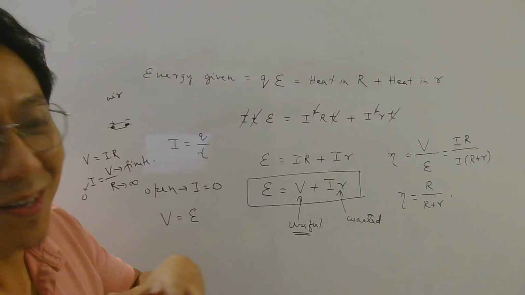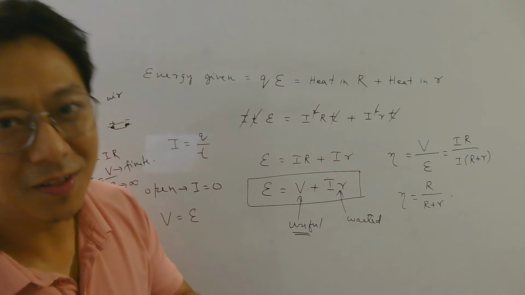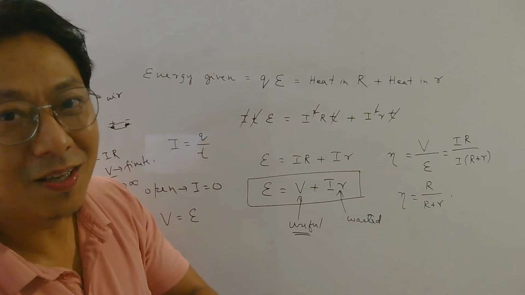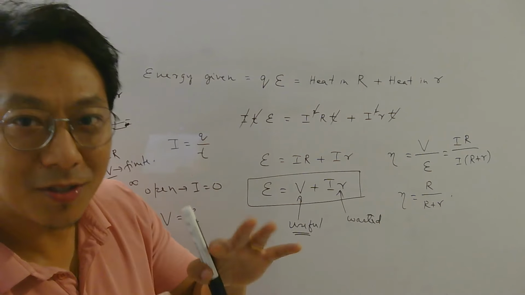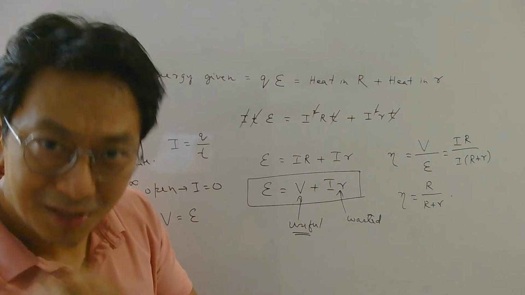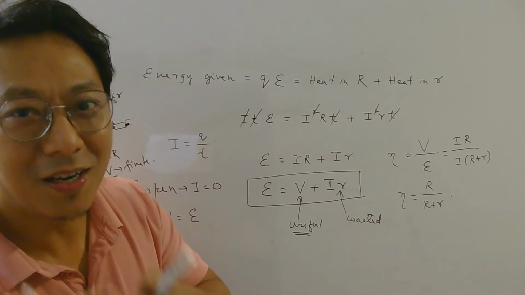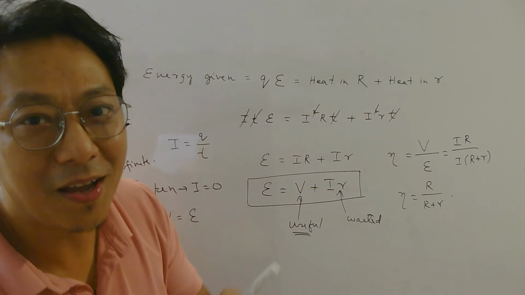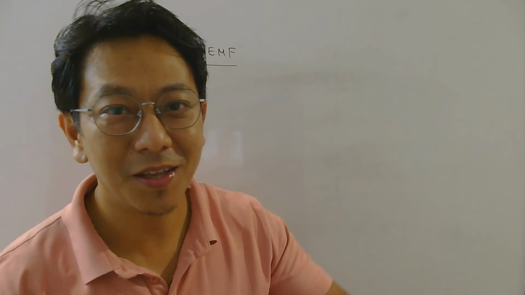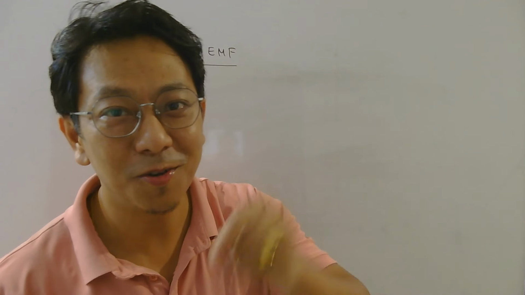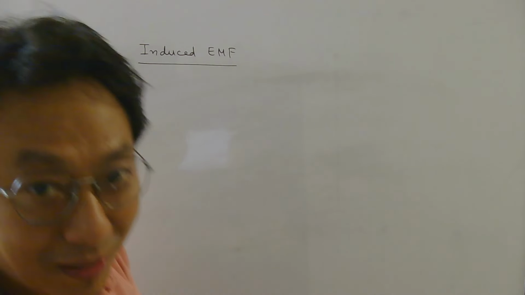However, I like the definition given by Griffiths because you will now see that there are some cases where there are no cells, there are no batteries, but still there is EMF. So you don't need cells to define EMF. Okay. Now let me talk about an example where there is EMF even if there is no cell or battery. And that is what is called induced EMF.